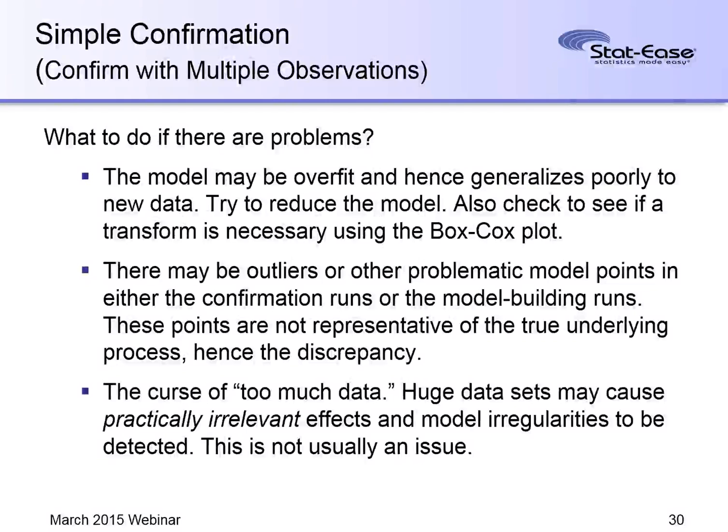Also, there's also this issue of too much data. Now this usually is not an issue, but if you ever have a data set that's humongous, meaning thousands and thousands of runs, what's going to happen is that everything will be significant, okay, including all your effects. Tiny model irregularities will also be detected because you have such a large amount of data that basically you measure everything to very high precision. The problem is that even though something may be detected as significant, such as an issue with your model, you don't really care about it.